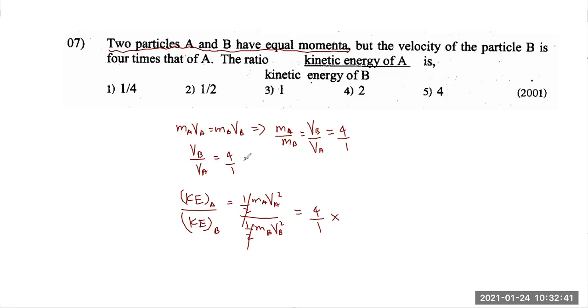Now, if VB over VA is 4 over 1, that means VA over VB is obviously 1 over 4. Therefore, VA squared over VB squared can be written as 1 over 4 squared. So 4 can be cancelled out, and the final answer is 1/4. Pretty straightforward, that question. Similar to the question in year 2000. That's it, just simple stuff.